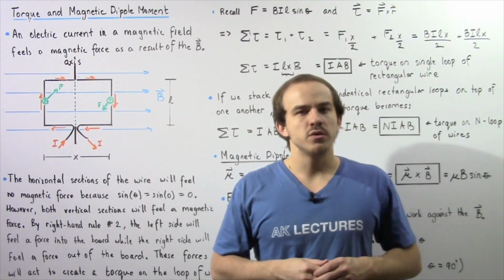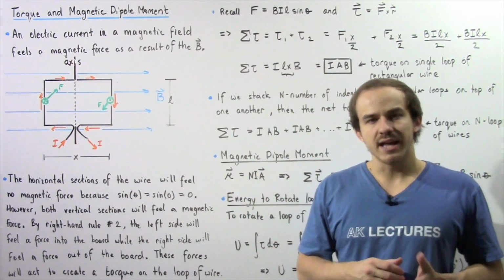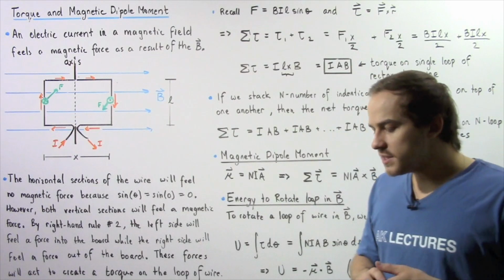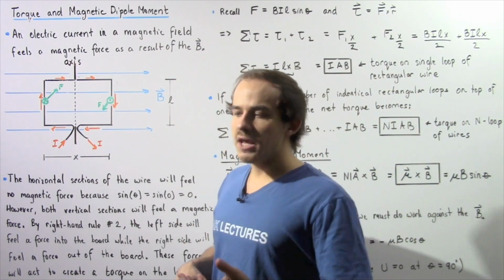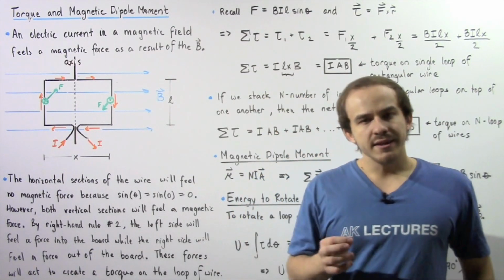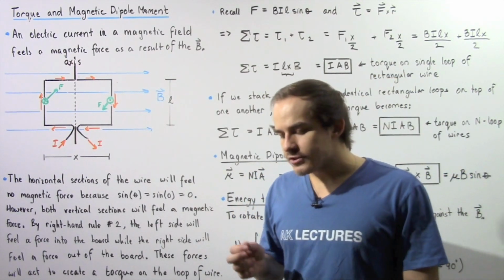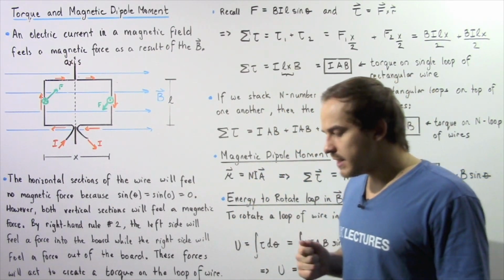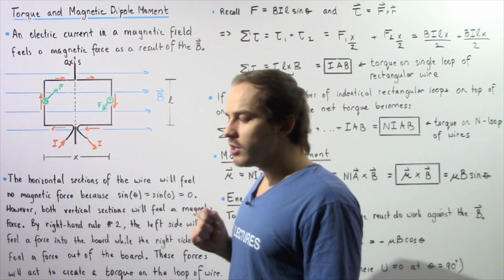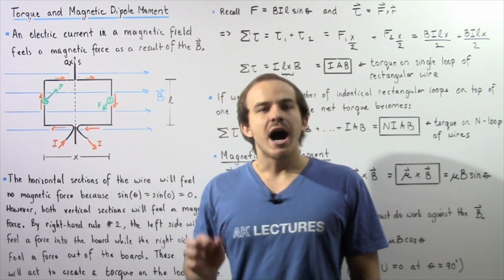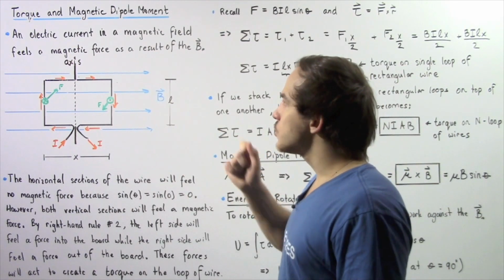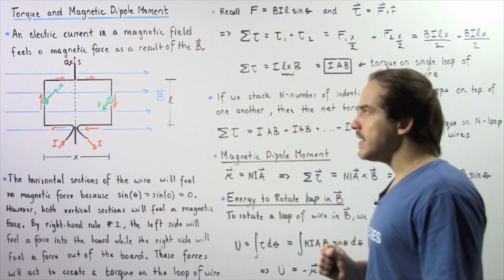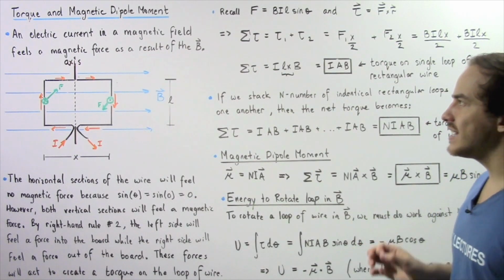In this lecture, we're going to discuss torque and magnetic dipole moments. So let's begin by recalling the relationship between electric current and magnetic fields. Anytime we have an electric current within a magnetic field, that magnetic field will create a magnetic force on that electric current. So once again, an electric current inside a magnetic field feels a magnetic force as a result of that magnetic field.